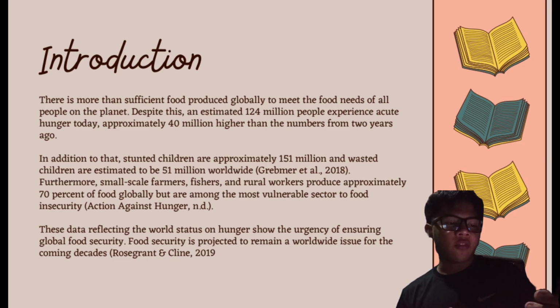Furthermore, small-scale farmers, fishers, and rural workers produce approximately 70% of food globally, but are among the most vulnerable sectors to food insecurity. So it explains here that fishers, small-scale farmers, and rural workers are the most vulnerable sectors of our food security. This data reflecting the world status on hunger shows the urgency of ensuring global food security. Food security is projected to remain a worldwide issue for the coming decades.